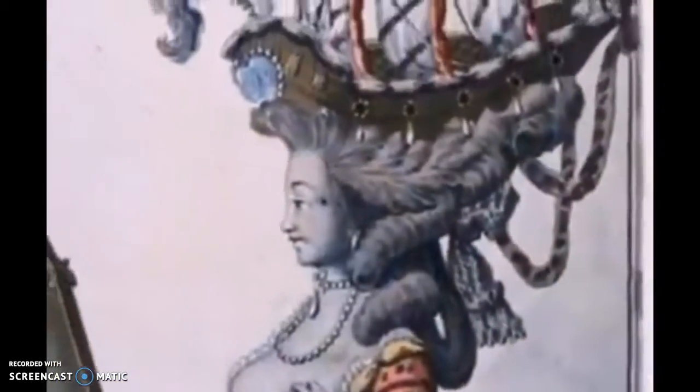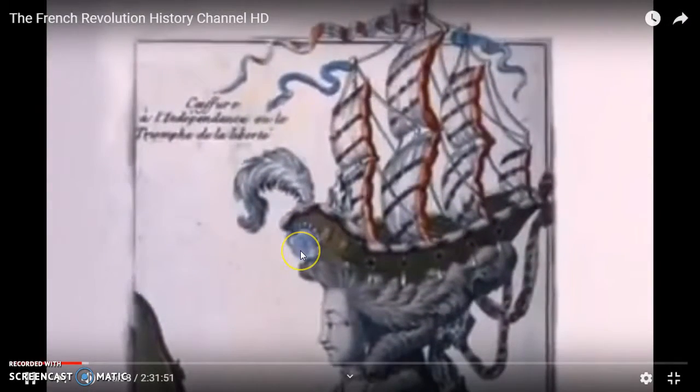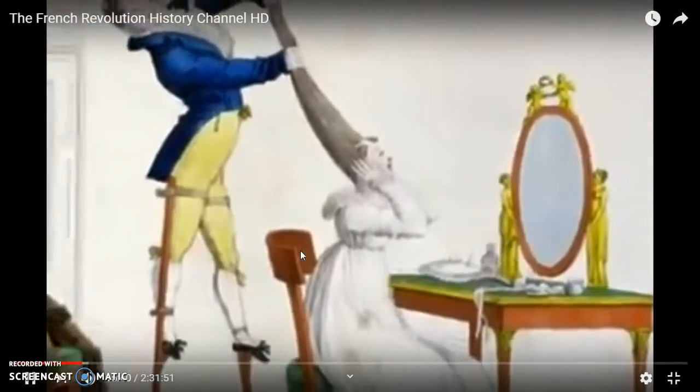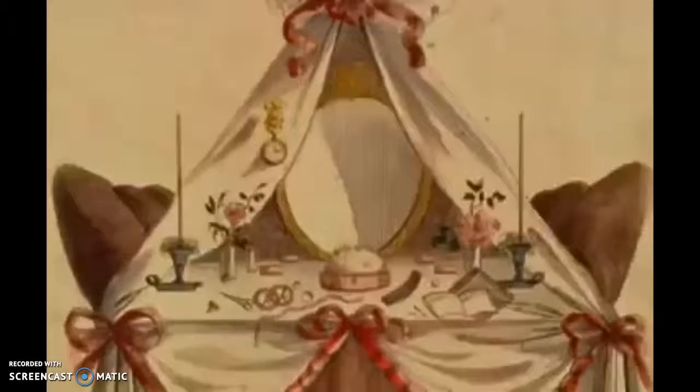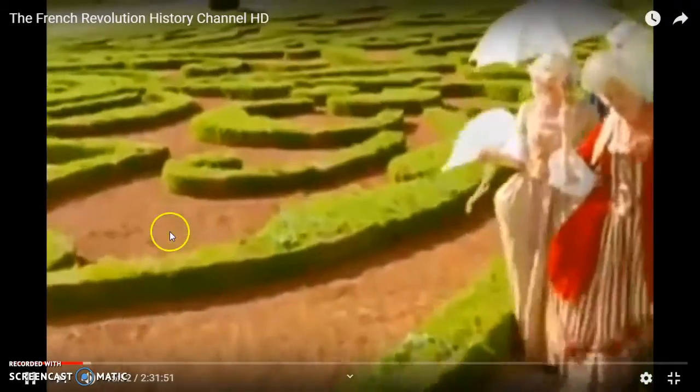Marie was obsessed with fashion, especially these towering hairdos that were several feet high, that took hours and hours in the construction and fit all sorts of ornaments and fruits, and to many people they seemed like an obscenity. They came to represent all that was wrong with her and with Versailles and that culture.